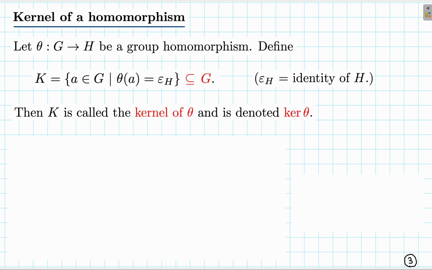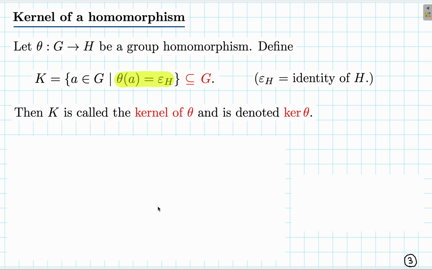Now let's generalize and define what we mean by the kernel of a homomorphism. So let theta from G to H be a group homomorphism. Then we define this set, elements a in G, such that theta of a is equal to the identity of the codomain. So this is a subset of the domain G containing elements in the domain that map to the identity element of the codomain. This set is called the kernel of theta, and we typically denote it as ker theta.